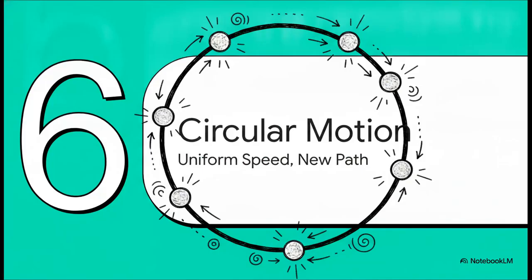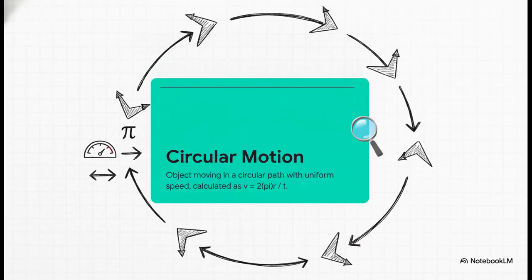Section 6. Uniform circular motion. Finally, let's explore what happens when an object's direction is constantly changing, even if its speed is perfectly steady. Here's a real mind-bender. Even though an object's speed might be constant, the continuous change in direction means the object is technically always accelerating. Remember earlier when we established that velocity includes direction? Well, when you move in a circle, your direction shifts at every single millimeter.